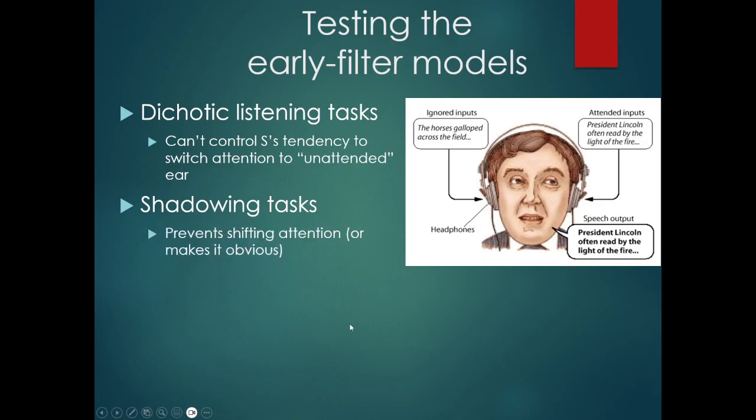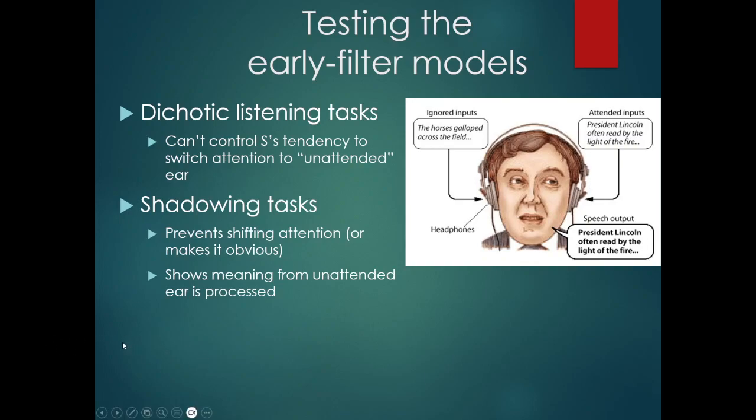It's going to prevent you from shifting your attention, or if you do shift your attention, you're going to say, President Lincoln, often read by the horses, and we're going to know you switched because we can hear what you're saying. So it's a good check on the manipulation of, just listen to the left ear. We'll know whether that was happening or not based on how the shadowing goes.